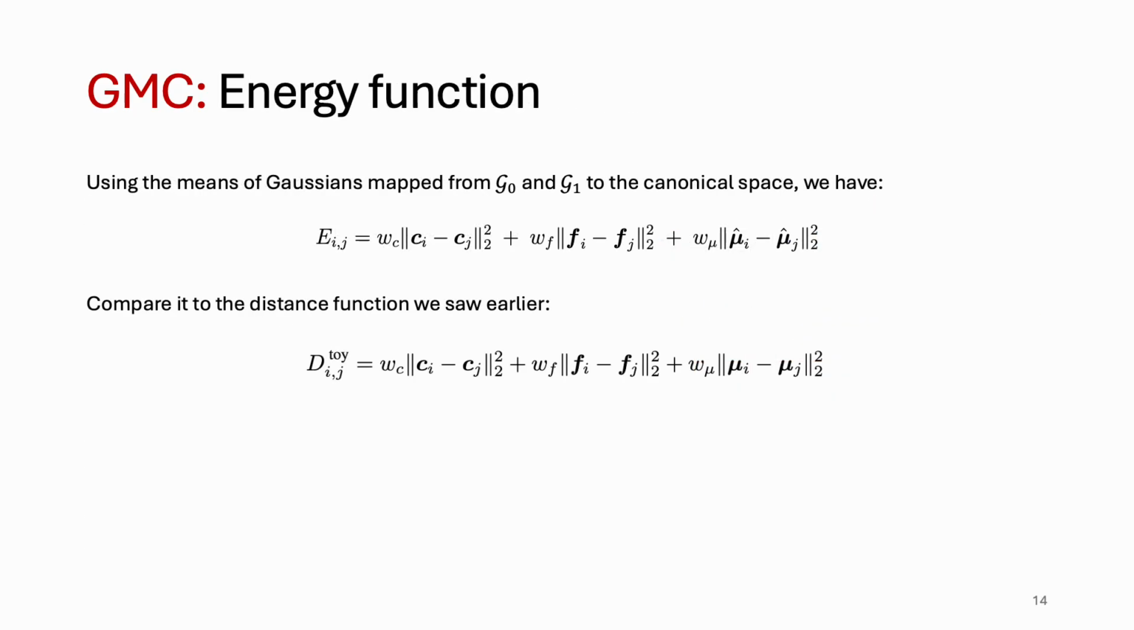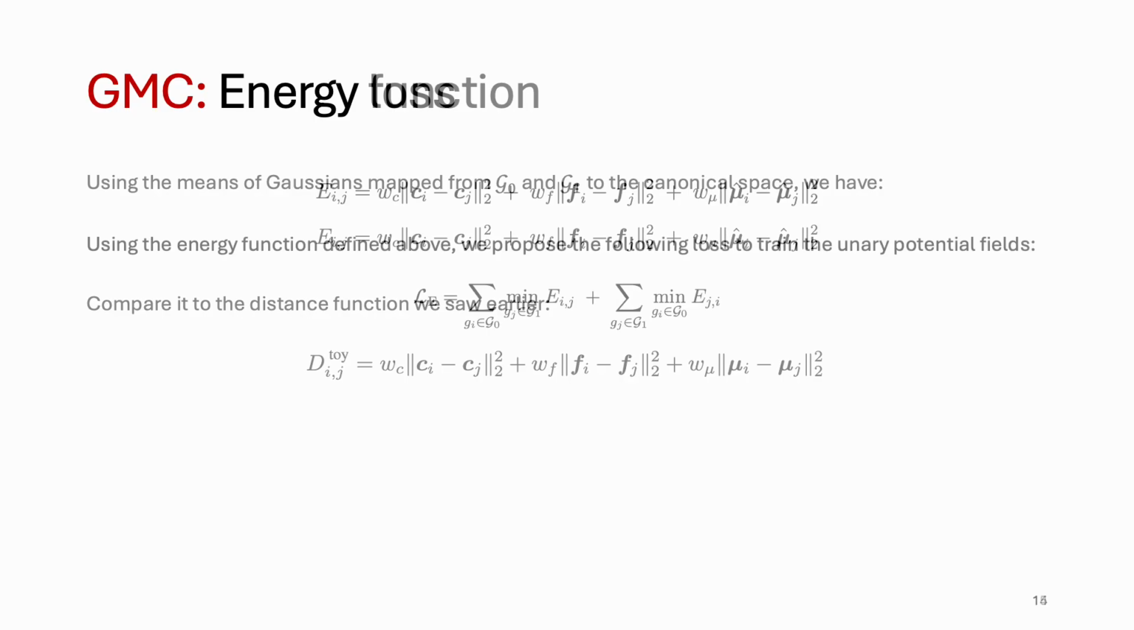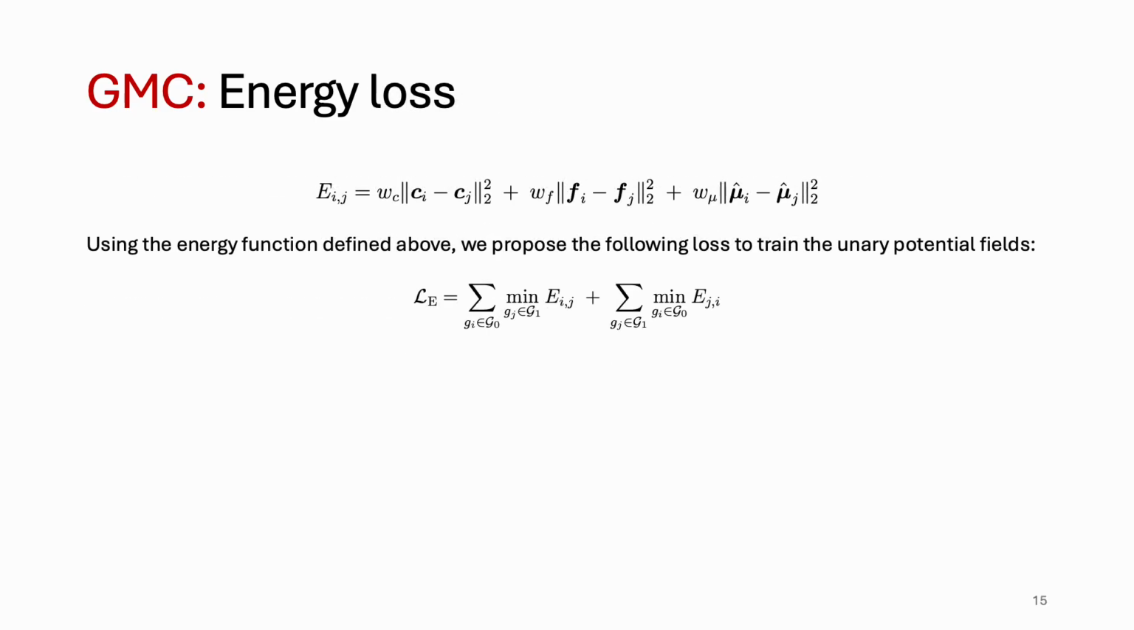The question remains: how do we train these unary potential fields? Before moving on to the loss function, consider this energy term, Eij, which uses the means of the Gaussians mapped into the canonical space. Compared to the distance function that we saw earlier, notice that here nu hat is learnable, where previously it was not. Now we define the loss that we use to train the unary potential fields. For each Gaussian in the start state, we find a Gaussian in the end state that minimizes the energy term Eij. And for each Gaussian in the end state, we find a Gaussian in the start state that minimizes the energy term Eji.